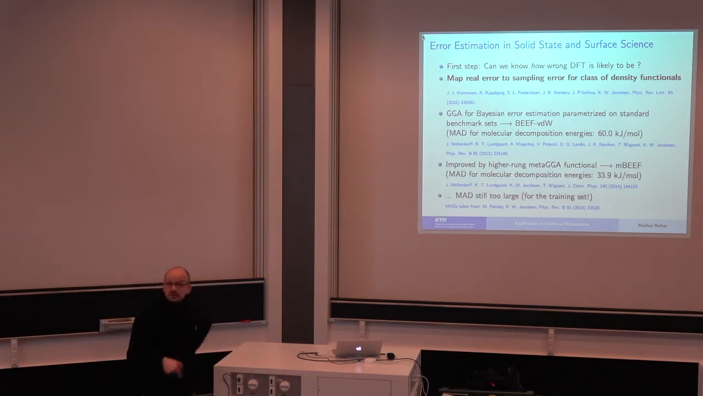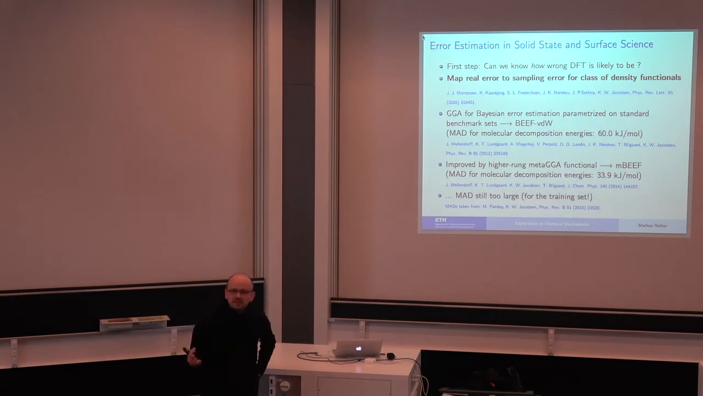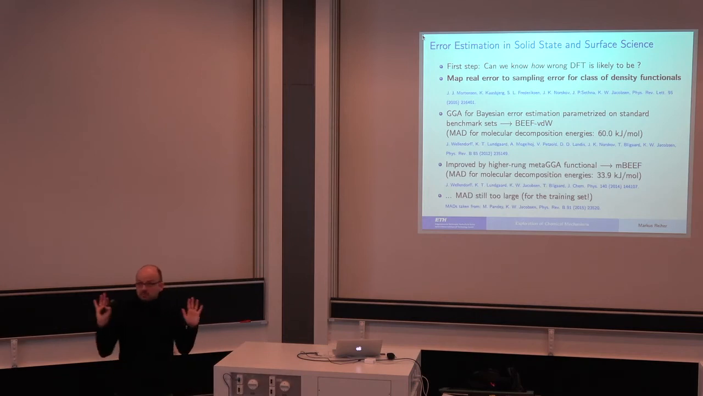The point is that it's, say, 5 to 10 times more expensive compared to a standard functional. But if you use BEEF-vdW, you see that the mean absolute deviation is still 60 kilojoules per mole. If you use a more recent functional like mBEEF, it's still 34 kilojoules per mole, which is basically the accuracy you get with PBE, I guess. So it's just an idea.